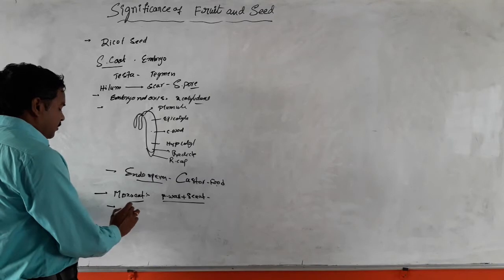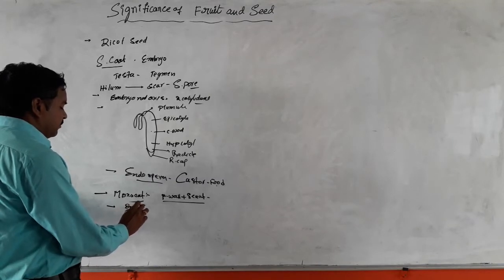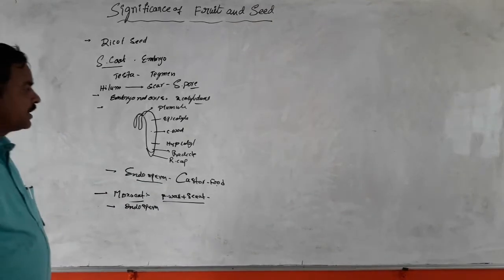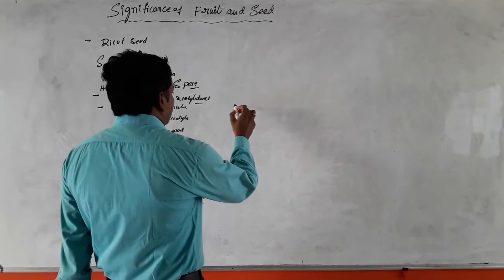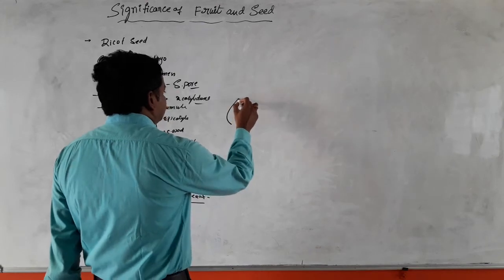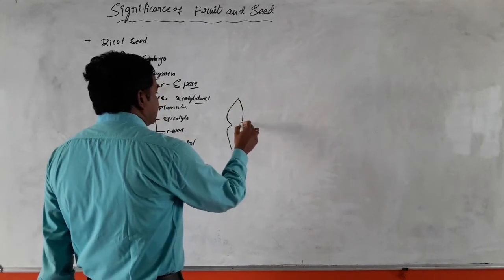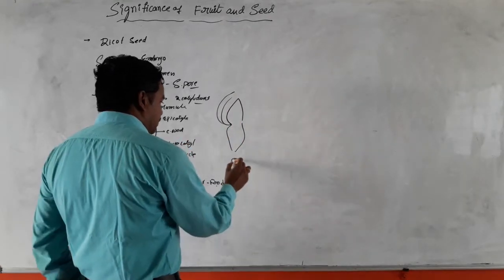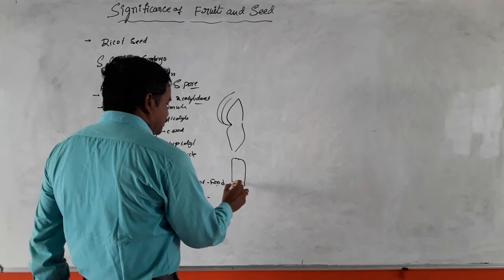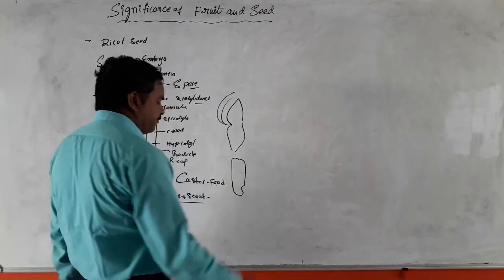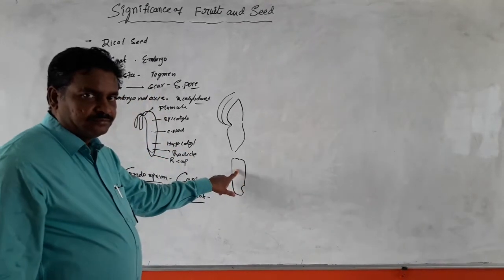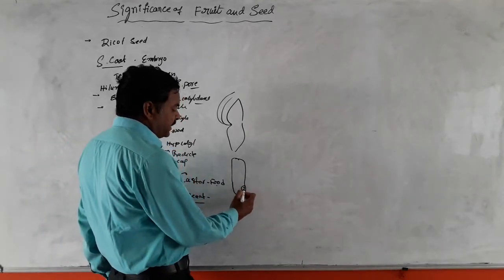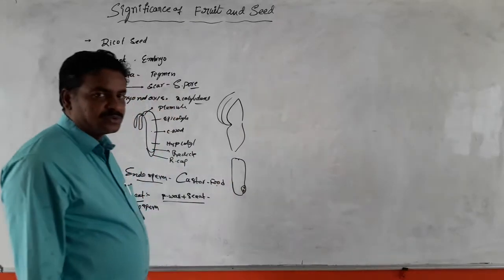Similarly, endosperm stores food material in monocotyledonous plants. For example, this is a monocotyledonous seed. This is the embryo with a single cotyledon. In case of monocotyledonous seeds, this is the endosperm. The embryo is situated in a small groove at one end of the endosperm.